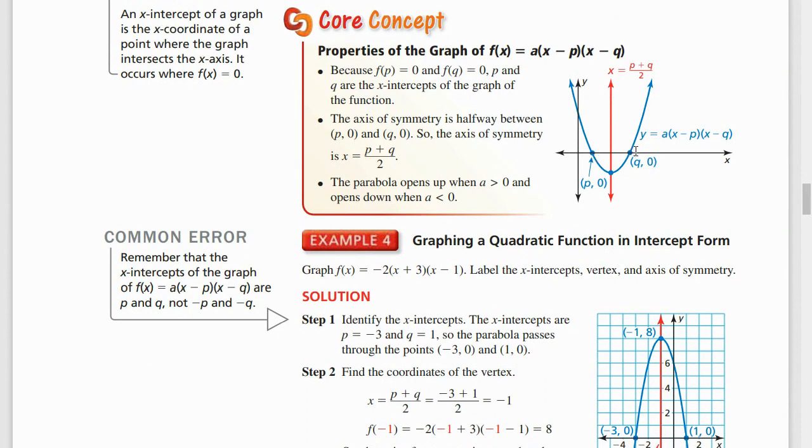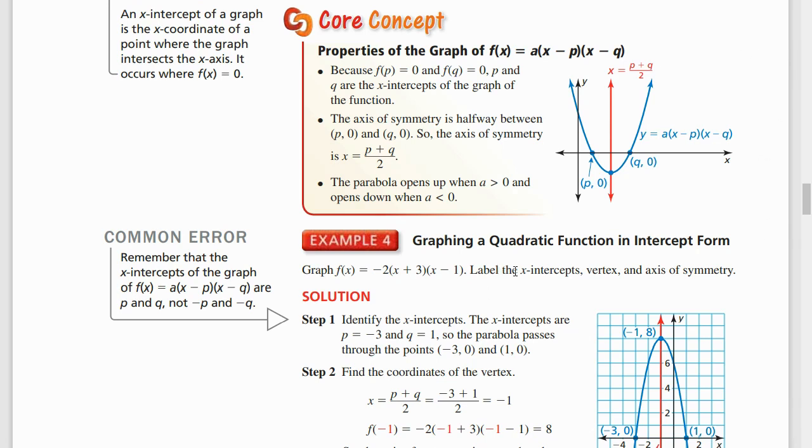If this is a 0 and this is a 0, because of symmetry, the point right between them is going to be the x value of the vertex, or the h. So if I can take p and q and add them up and divide by 2, that's averaging them, you would be finding their midpoint. So that's how you're going to find the x value of the vertex, also known as the axis of symmetry.